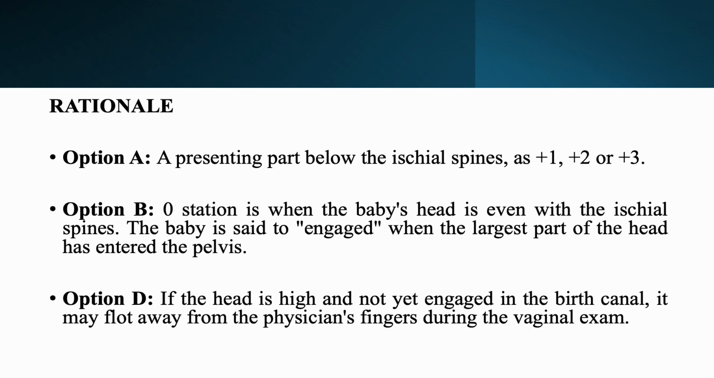Option A is incorrect. A presenting part below the ischial spines is designated as +1, +2 or +3. Option B is incorrect. 0 station is when the baby's head is even with the ischial spines. The baby is said to be engaged when the largest part of the head has entered the pelvis. Option D is incorrect. If the head is high and not yet engaged in the birth canal, it may float away from the physician's fingers during the vaginal exam.